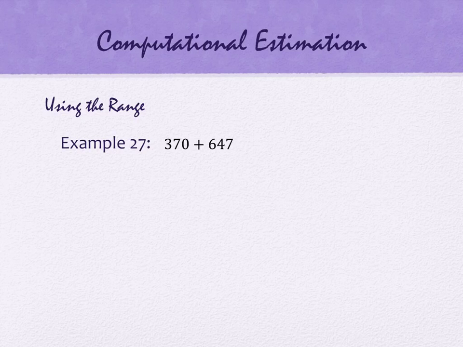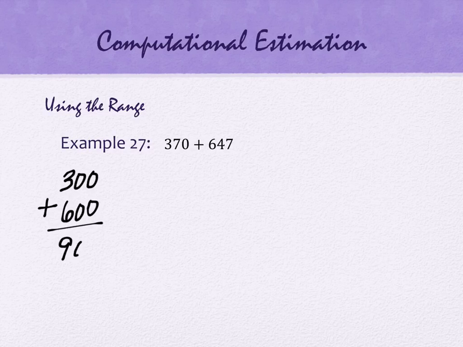So what does it mean? Well, it means taking the values and rounding them both down to their smallest possible thing that you could round to, and rounding them both up to the biggest thing they could round to, and then giving the answer as a range of values. So for instance, if I took 370 and I rounded it down, what would it round down to? 300. And if I rounded 647 down, what would it round down to? 600. And if I add these together, I get 900.